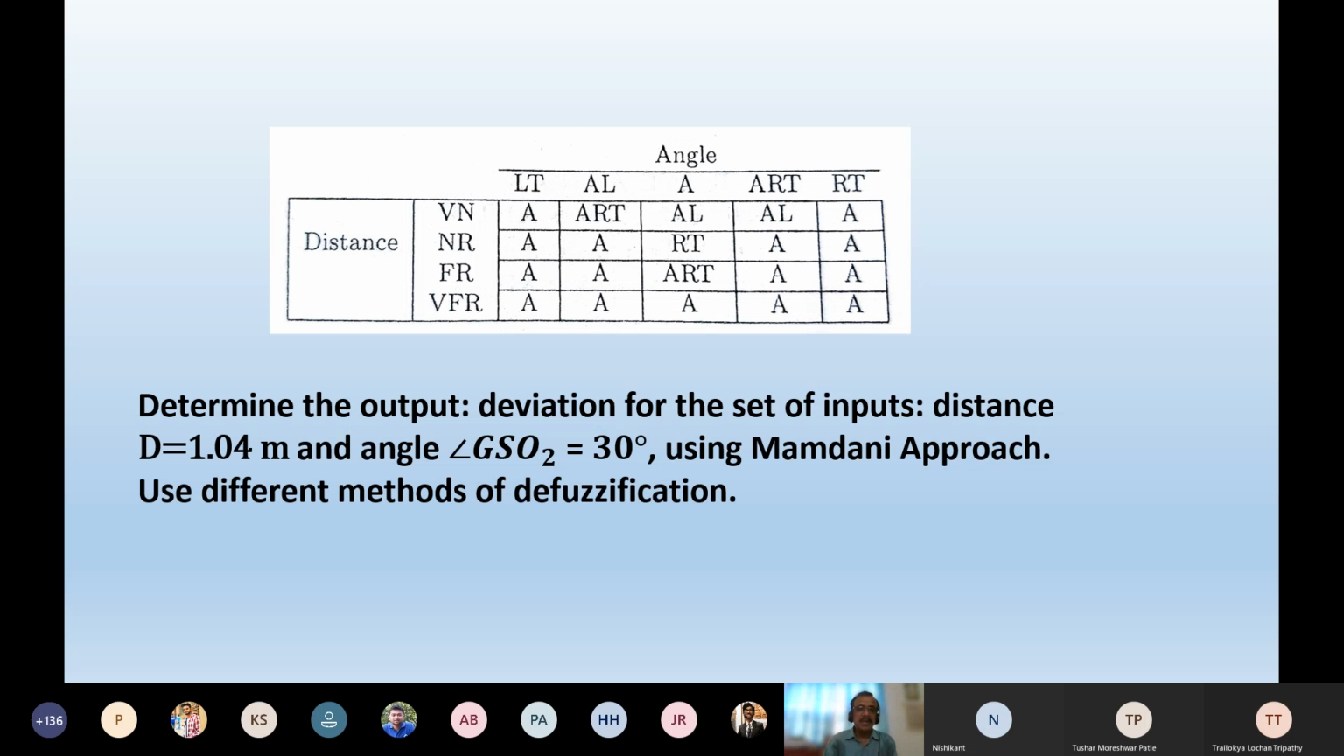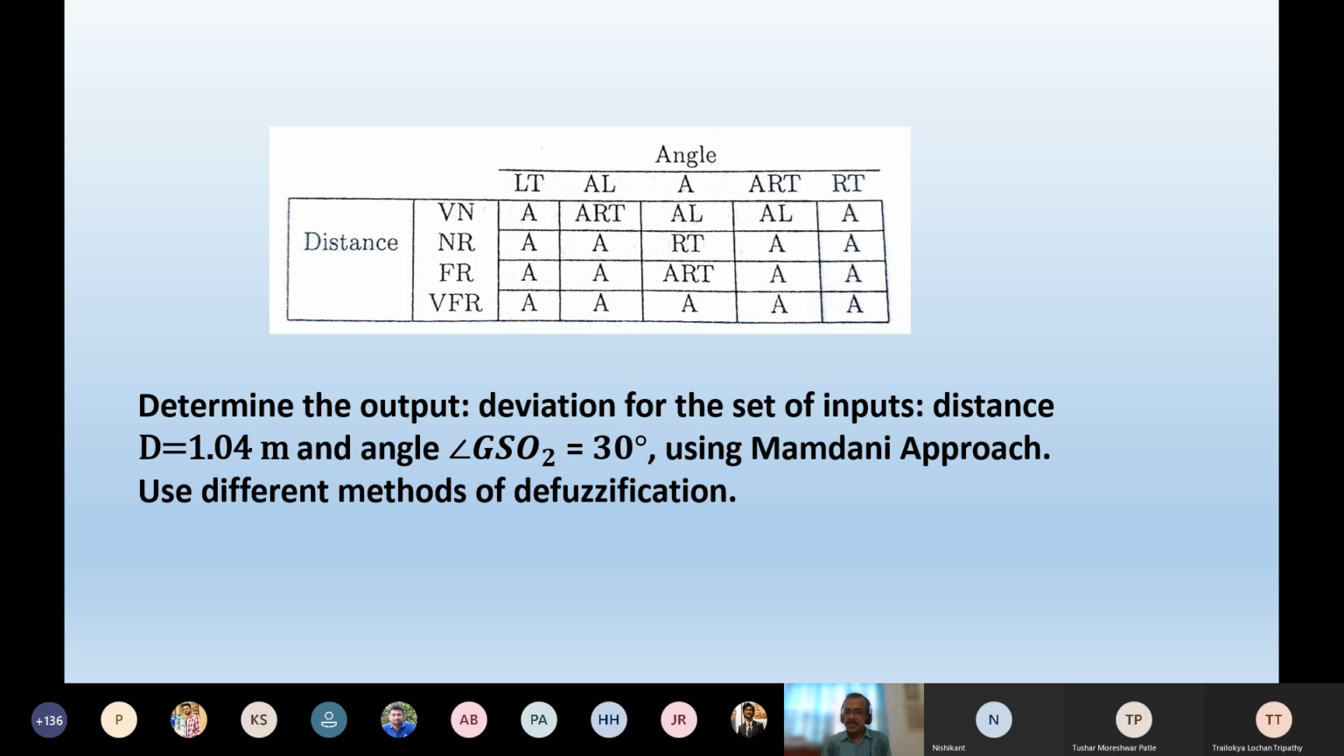And as I told, there will be 20 rules in the rule base. The first rule is something like this: if distance is very near and angle is left, then deviation is ahead. If distance is near and angle is ahead, then deviation is right, and so on. So this is the way we design the manual rule base.